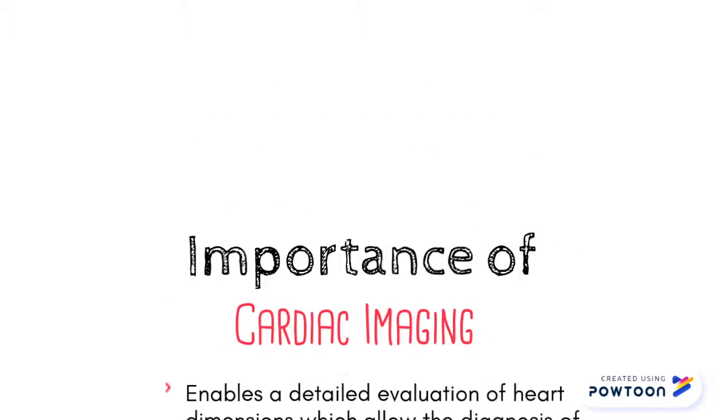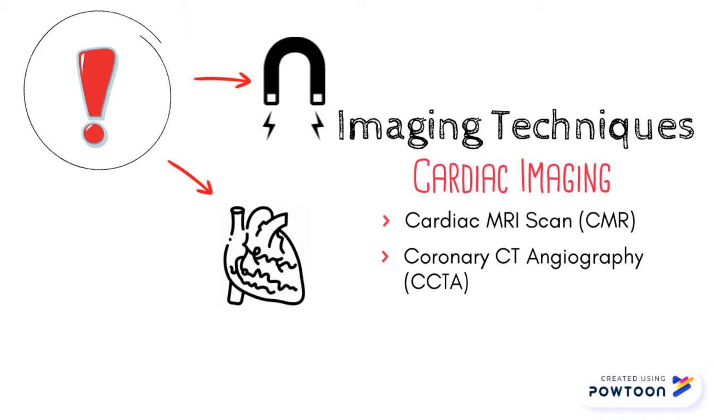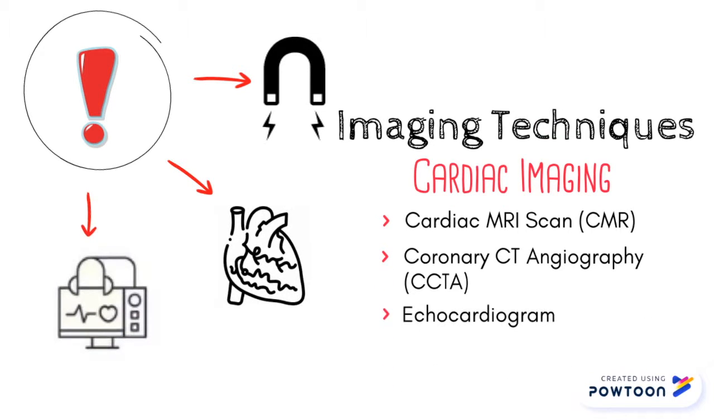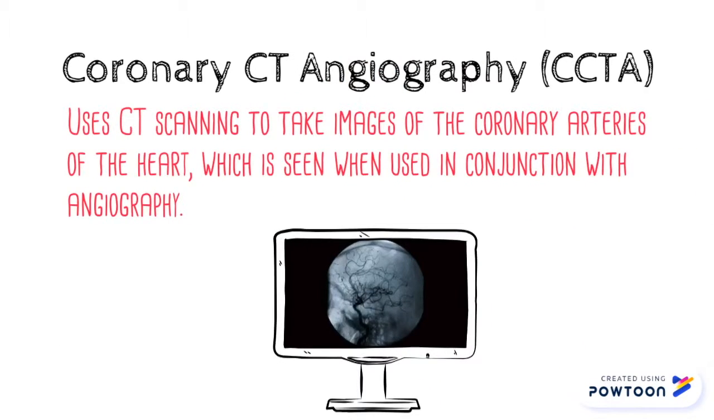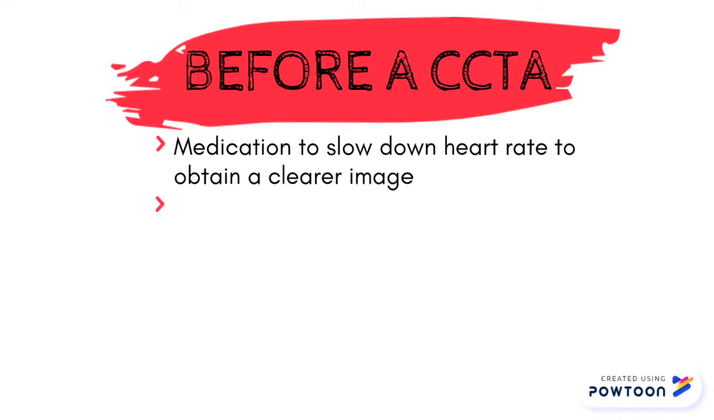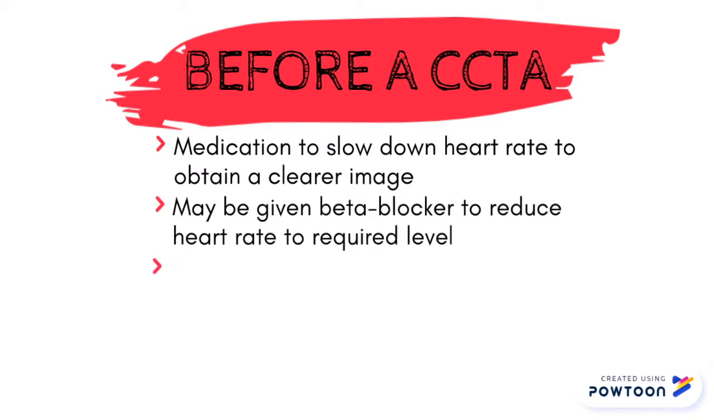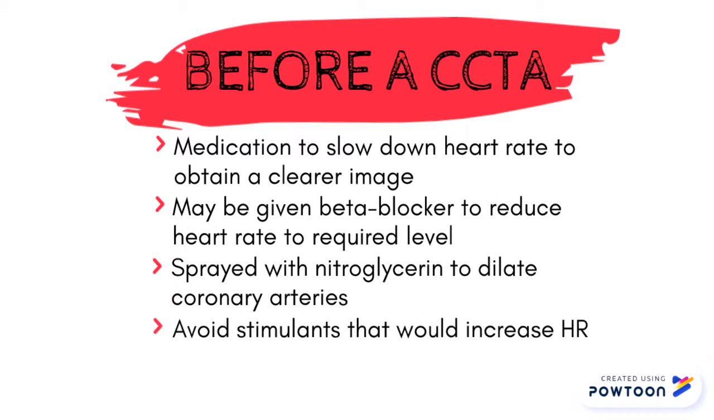A cardiac radiologist will use imaging techniques such as a cardiac MRI, coronary CT angiography and echocardiograms to help diagnose or observe a patient's heart problem. CCTA uses CT scanning to take images of the coronary arteries of the heart, which is seen when used in conjunction with angiography. Before a CCTA, take medication to slow down heart rate to obtain a clearer image. Minutes before the CT scan, the back of the mouth is sprayed with nitroglycerin to dilate the coronary arteries.